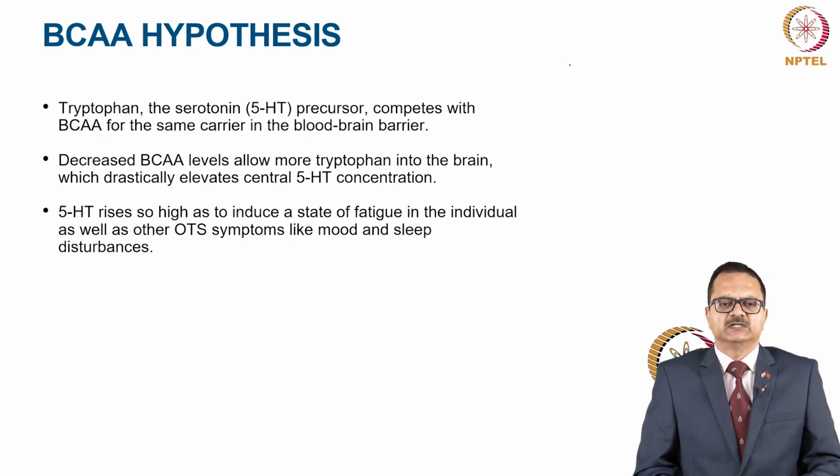Tryptophan, the serotonin precursor, competes with BCAA for the same carrier in the blood-brain barrier. Decreased branched-chain amino acid levels allow more tryptophan into the brain, which drastically elevates 5-HT concentration. 5-HT rises so high as to induce a state of fatigue in the individual, as well as other overtraining symptoms like mood and sleep disturbances.